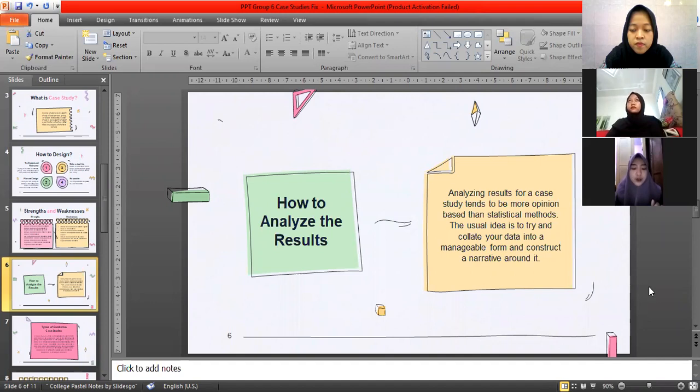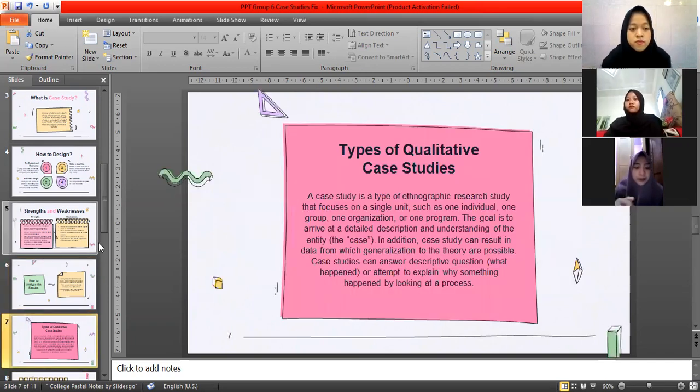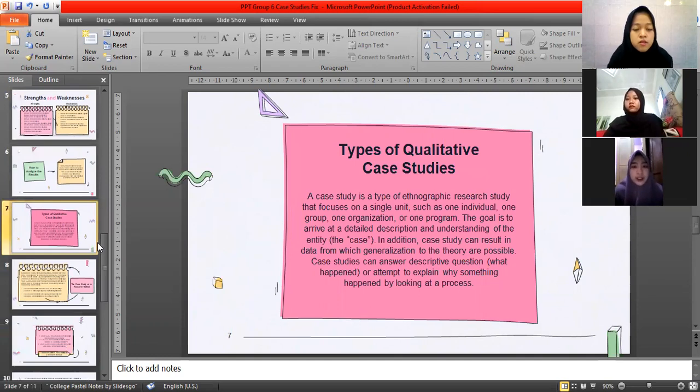It is useful to show some numerical data, but remember that you are only trying to judge trends and not analyze every last piece of data. Consciously revert back to your bullet points so that you do not lose focus. Okay, next. Okay, the next is types of qualitative case studies.